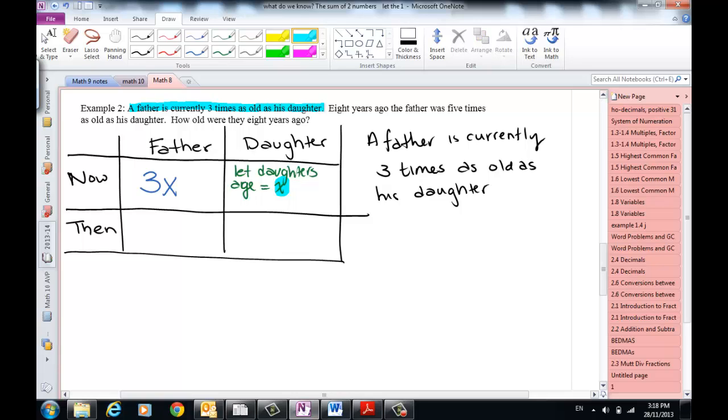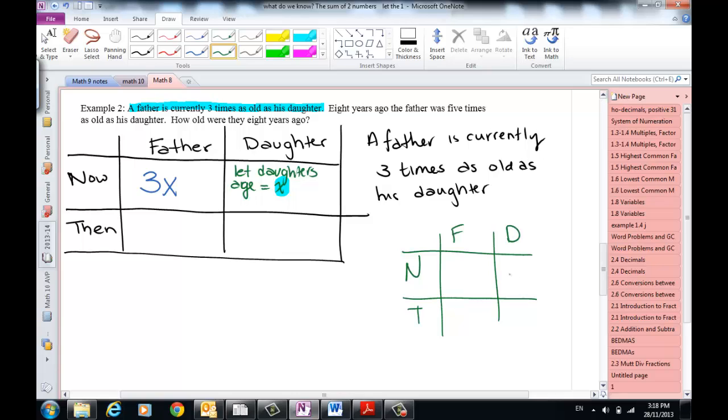The next thing that we see is that the next sentence is, 8 years ago, the father was 5 times as old as his daughter. So we have to start thinking about this now and then thing. So just as a little side thing here, we've got now, then, the father, the daughter.